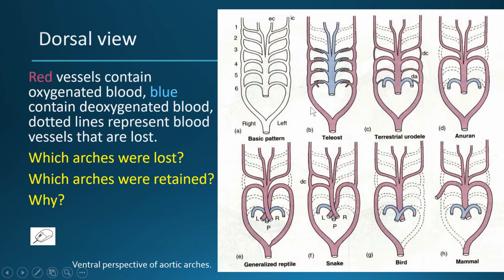Here's just another group of these. They're not set up as a cladogram. You can see this white here is just the basic pattern. And then you've got teleost, and you can see here they've already lost a few. By the way, red is oxygenated, blue is deoxygenated blood, and wherever there's a dotted line shows a blood vessel or an arch that has been lost. What I want you to notice as you go along here is which arches are lost, which ones are retained, and especially why.